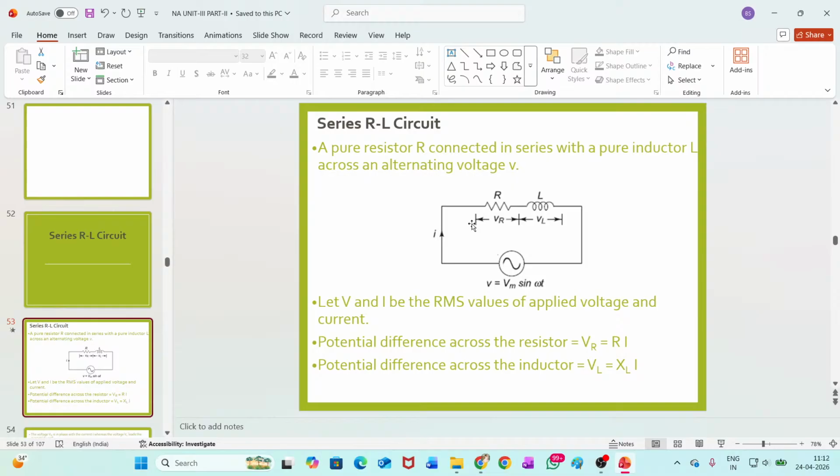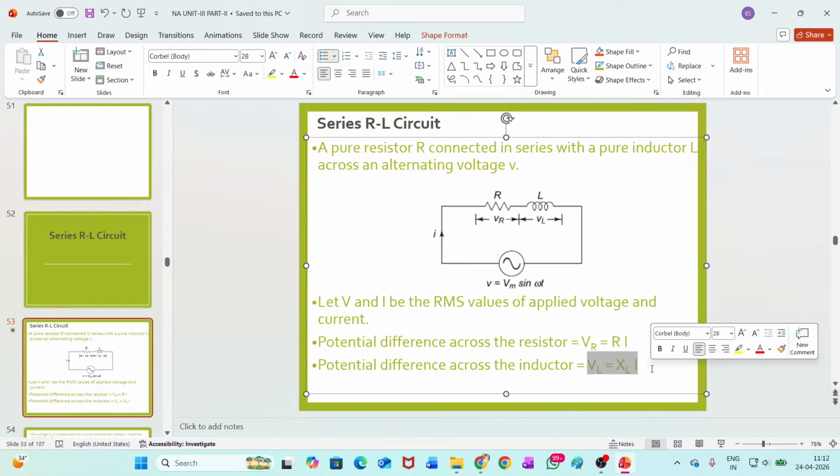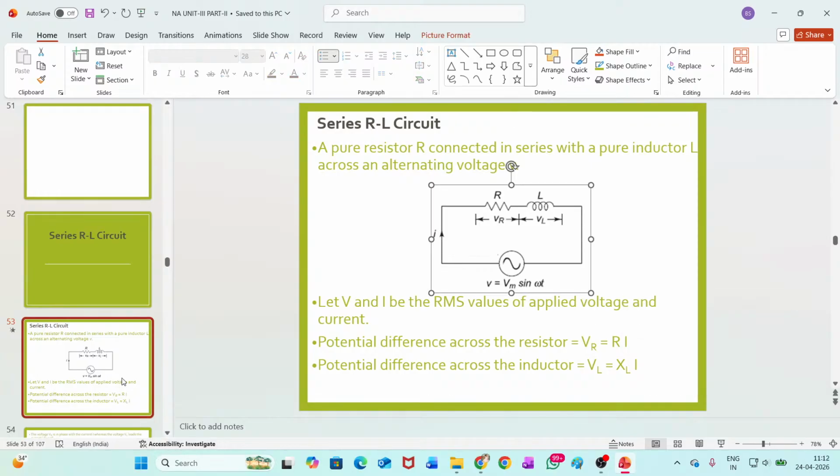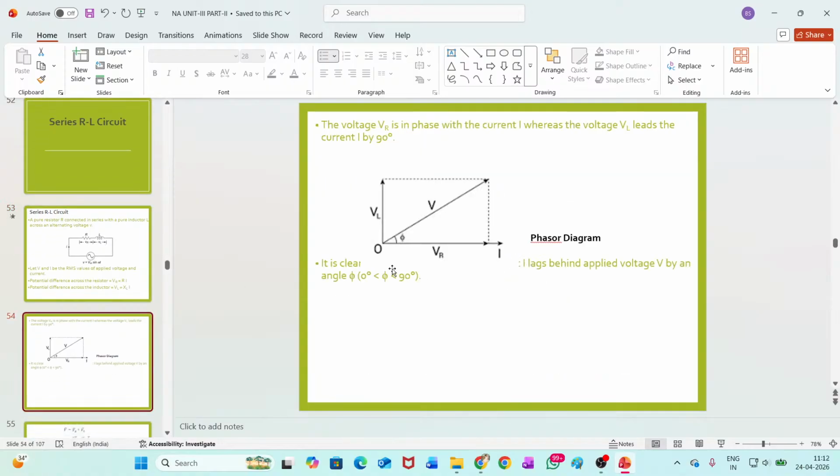So what is the voltage across the resistor? VR equal to R into I. What is the voltage across the inductor? VL equal to XL I. I can even write this I as small i. Here in this circuit I have considered small i. I have not written it there, but I might have.